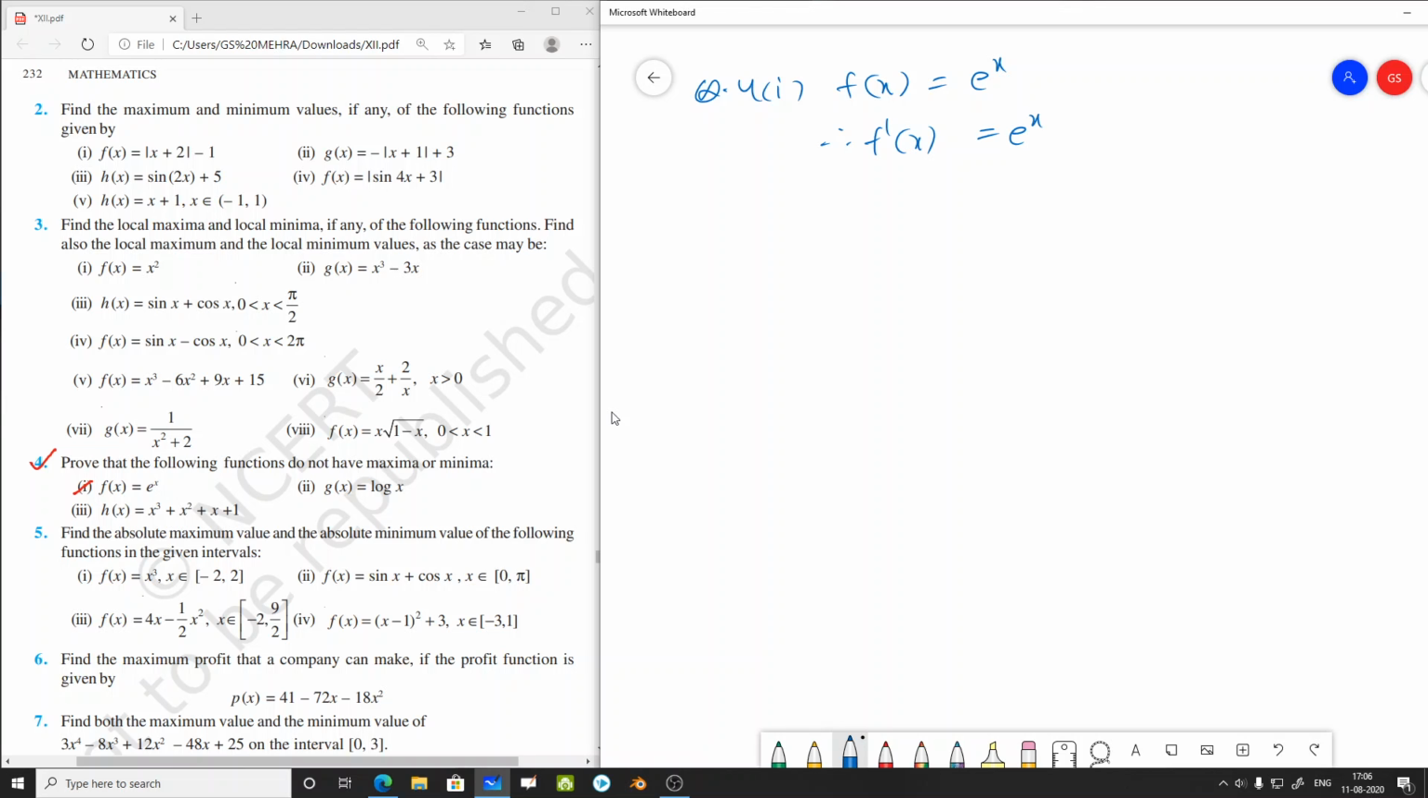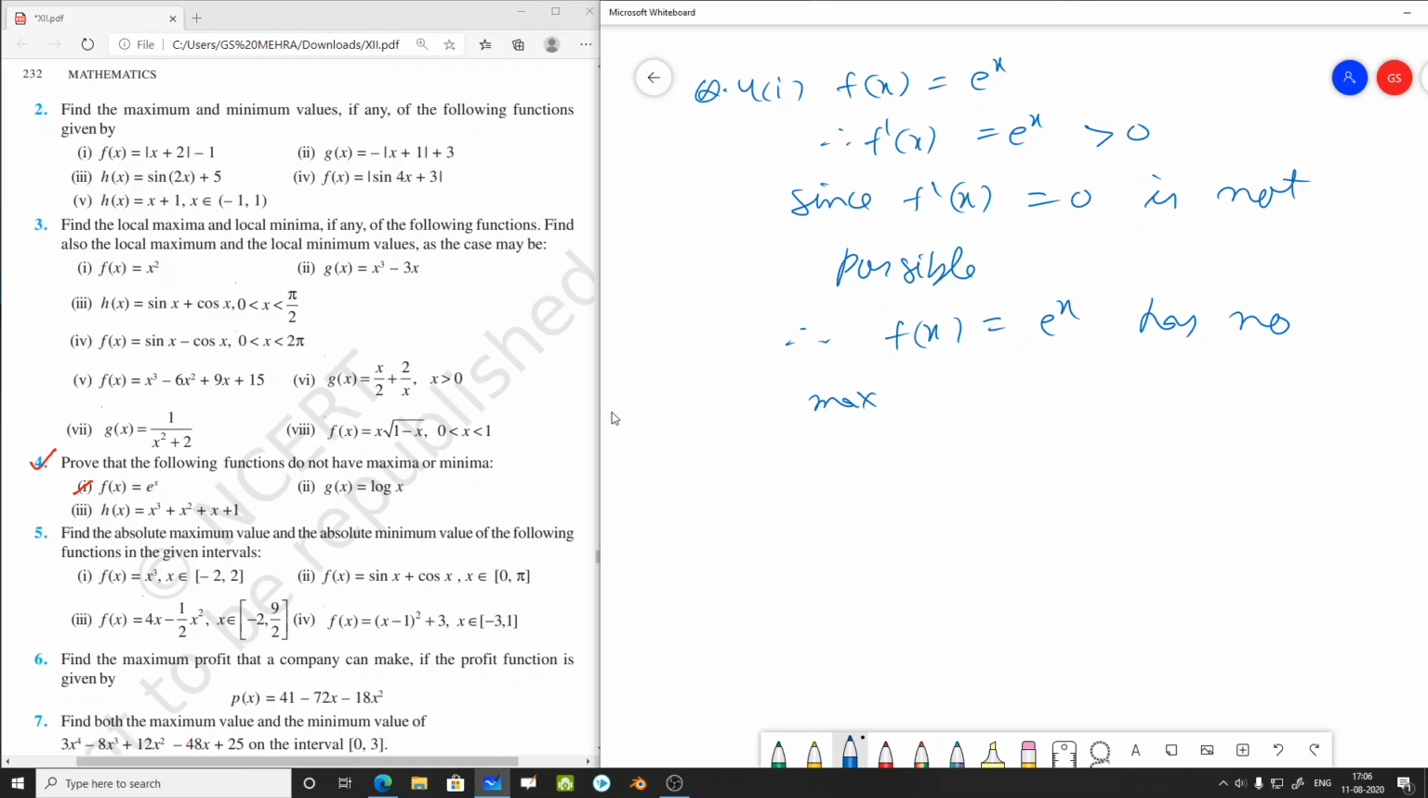Now we know that there is no value of x such that e raised to x is 0. Since f dash x equal to 0 is not possible, because this is always greater than 0, therefore f(x) equal to e raised to x has no maxima or minima. So this is the answer of the first part of question number 4.